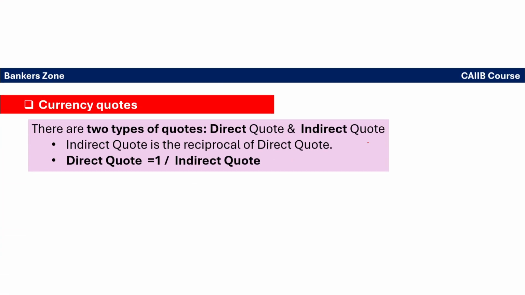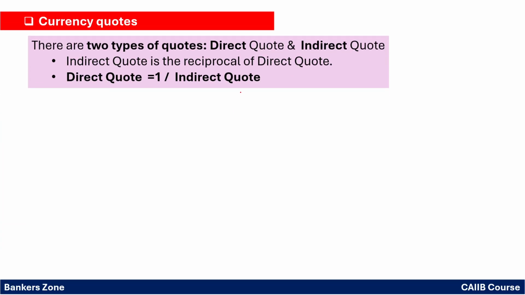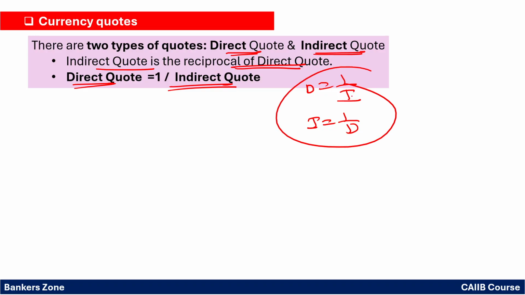Okay. Now see, there are two types of quotes. One is a direct quote and another is the indirect quote. The indirect quote is nothing but the reciprocal of the direct quote, and the direct quote is the reciprocal of the indirect quote. Very simple, right? Direct is nothing but 1 upon indirect, or indirect is nothing but 1 upon direct. Very simple basic mathematics.